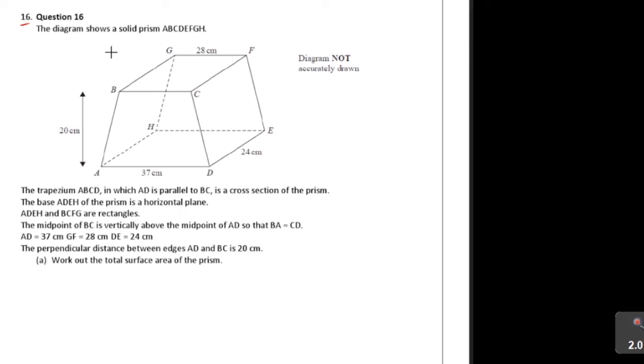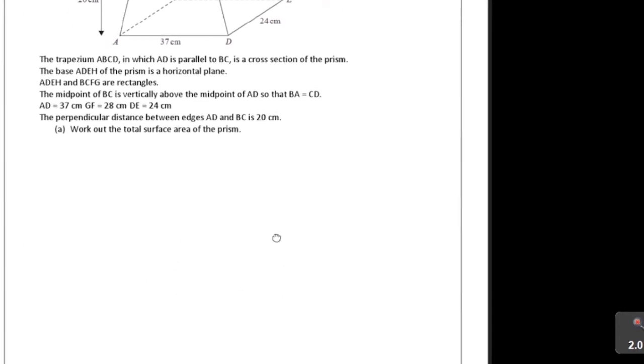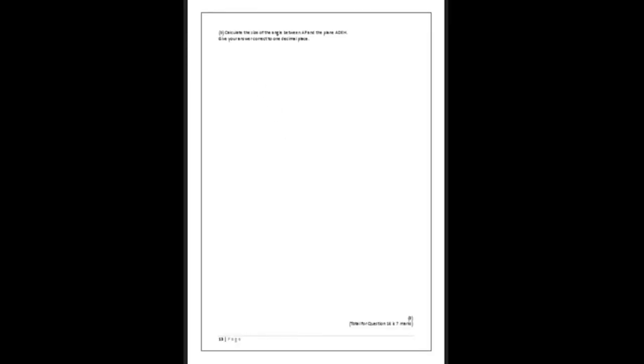The diagram shows a solid prism A, B, C, D, E, F, G, H, and this has two parts. What is said in the first one, they are asking to find the surface area of the prism, and in the second part they are asking to calculate the size of the angle between AF and the plane ADEH. So let's try to find first the surface area, and I think this question carries 7 marks.